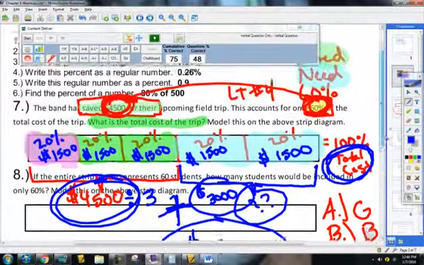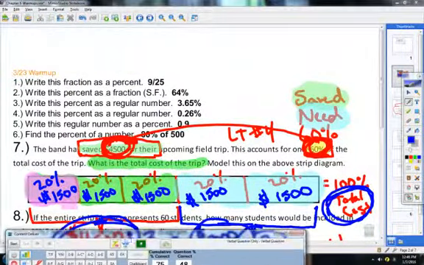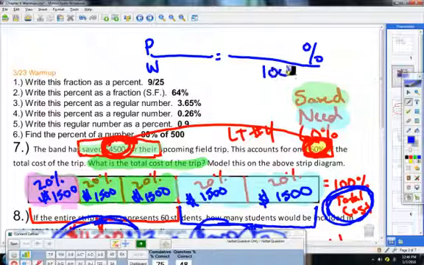Now, real quick, I want to also show you the proportion. Remember that percent proportion that I showed you at the beginning of class? Does anybody remember what it was? Part over whole equals percent over 100. That's called a percent proportion. Now, it's a little bit different than the proportions you've done in the past, because in the past, when you did a proportion, if you had money on top, money was on top. Minutes were on the bottom or whatever, right guys?